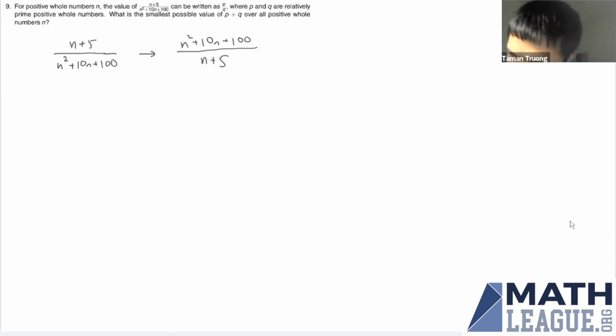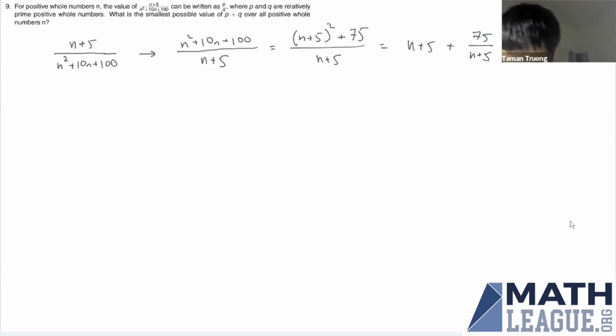So we can write n squared + 10n + 100 in a kind of completing the square fashion as (n + 5) squared, writing something in terms of the denominator. And then we have left over 100 minus 25, because 5 squared is 25, that is 75. This still preserves equality. And we can cancel out the n + 5, splitting up the fraction, and this becomes n + 5 + 75 over (n + 5).